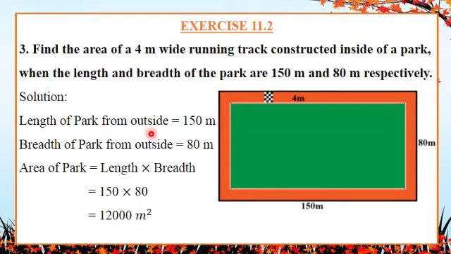So the length of the park from the outside is 150 and the breadth of the park from the outside is 80 meter. To find the area of the park, we will multiply length with the breadth. After the multiplication of 150 and 80, I will get 12,000 meter square. This is the total area of the park from the outside.